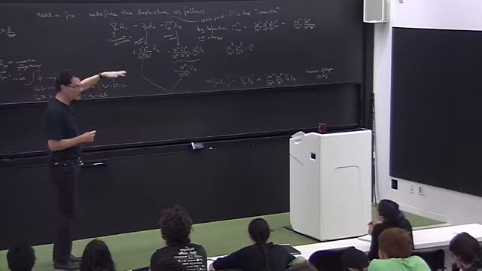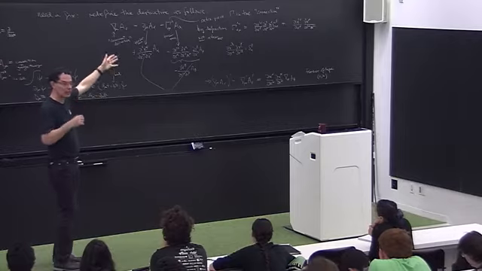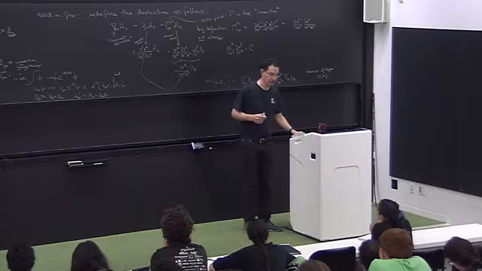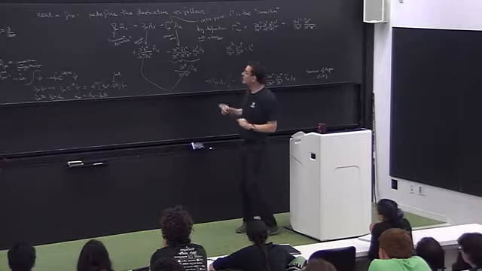But at this stage, gamma is not determined. It's just something which transforms in this strange way. That's what a connection is. Why is it not a tensor? Because it has this bad term.